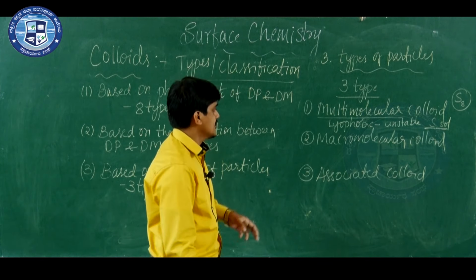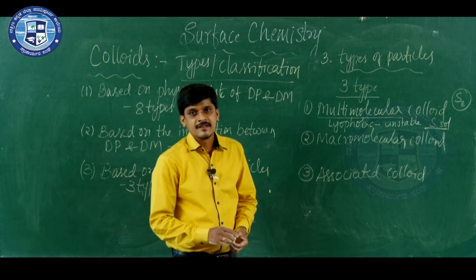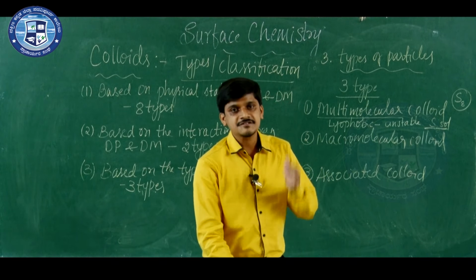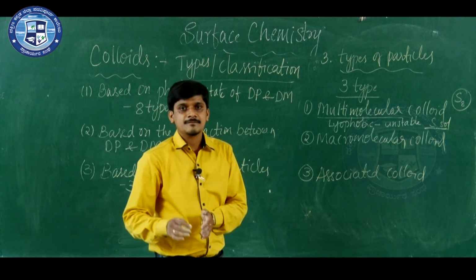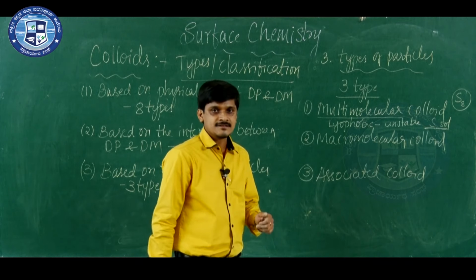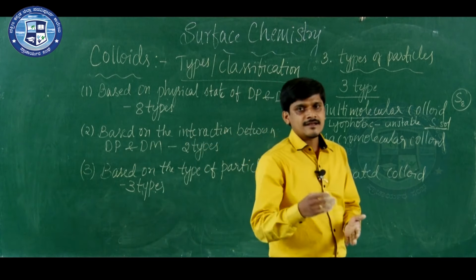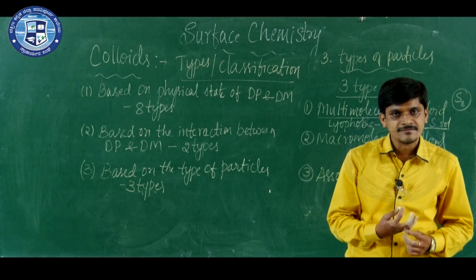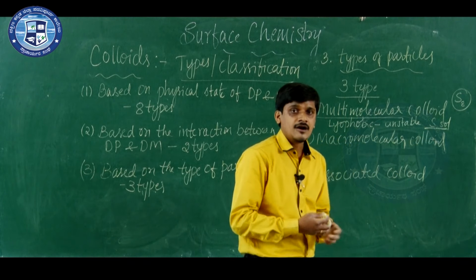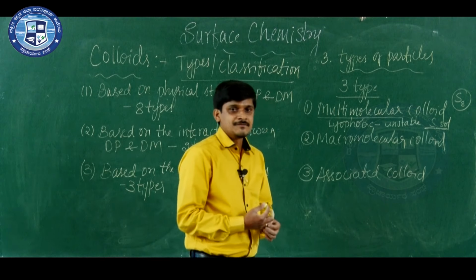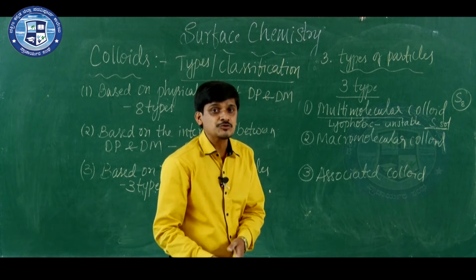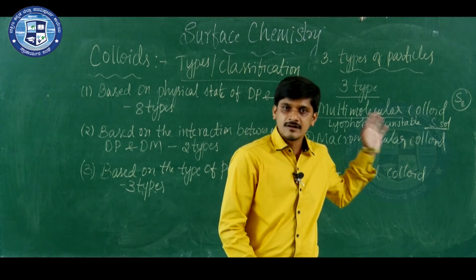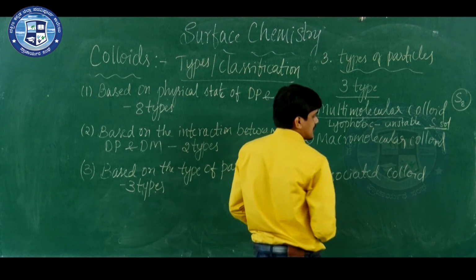Macromolecular colloid. What do you mean by macromolecular colloid? Macromolecules in a suitable solvent form a solution with particles of colloidal size. Macromolecules are like protein, cellulose, polystyrene, synthetic rubber. All those things are macromolecules. Those macromolecules in a suitable solvent form a solution in which the particle size is that of colloids. So, they are macromolecular colloids.